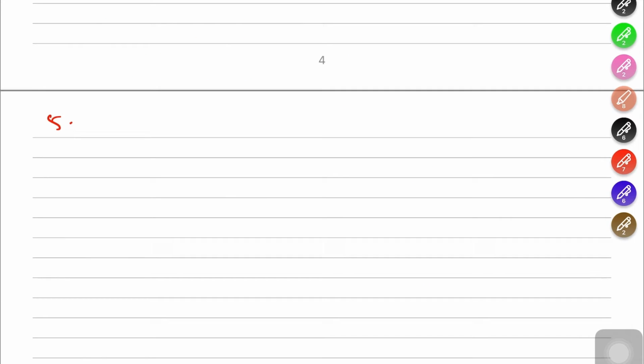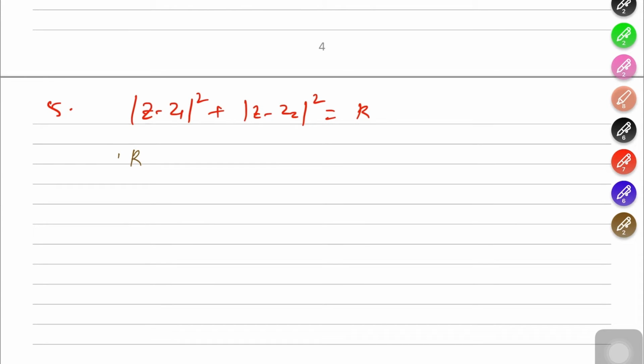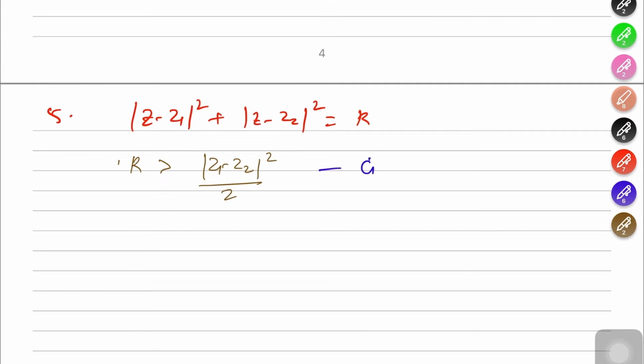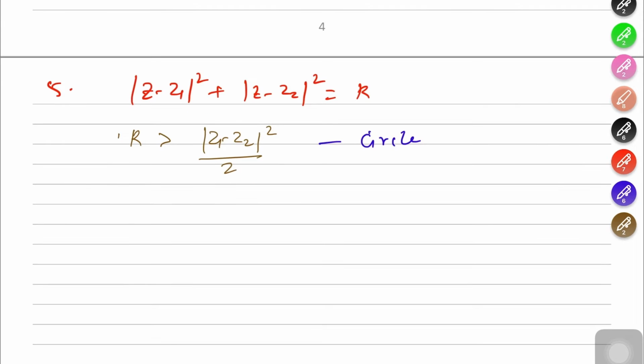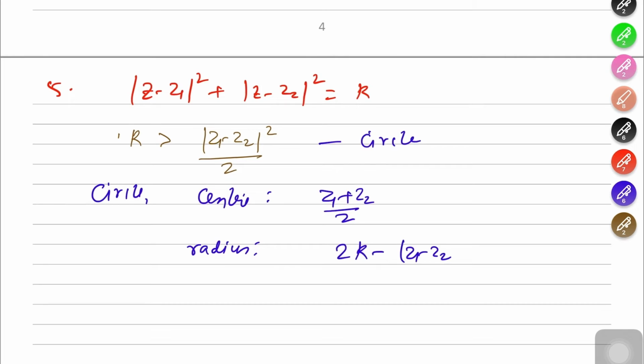Fifth case: let's say mod of Z minus Z1 squared plus mod of Z minus Z2 squared is equal to K. If K is greater than mod of Z1 minus Z2 whole squared upon 2, then they represent a circle with center Z1 plus Z2 by 2 and radius square root of 2K minus mod of Z1 minus Z2 whole squared, by 2. This is the radius and this is the center.